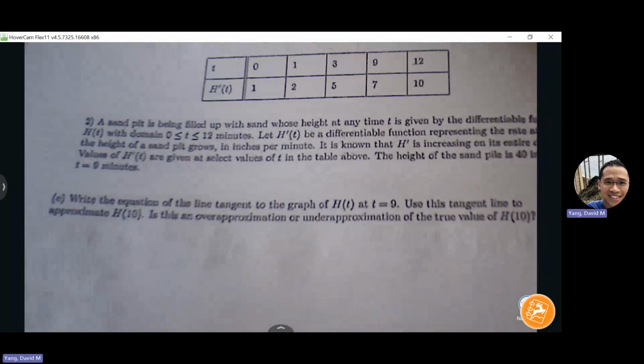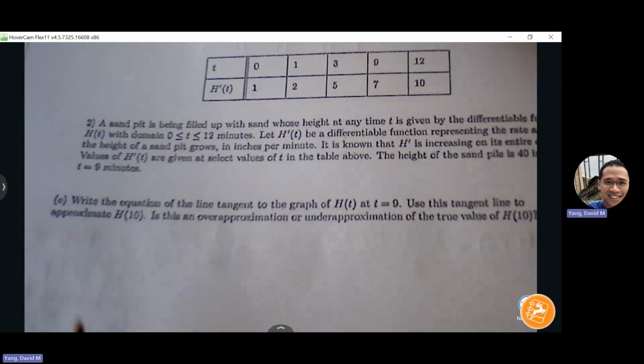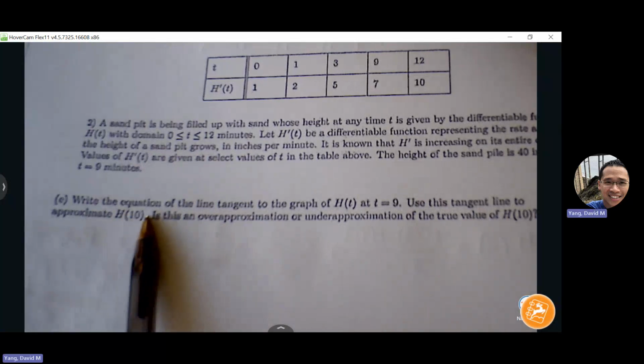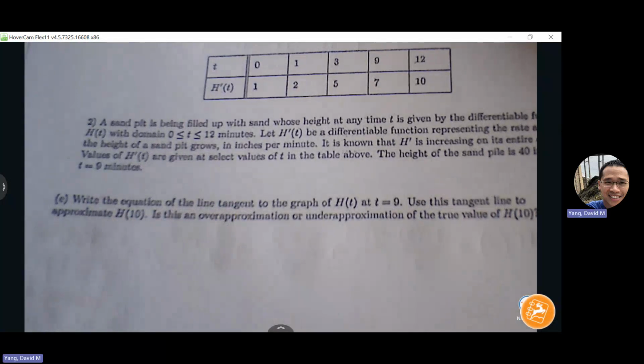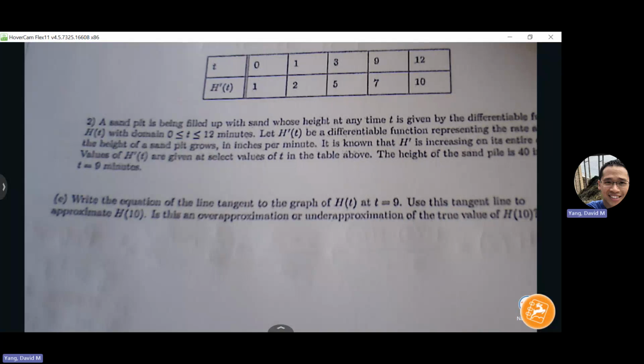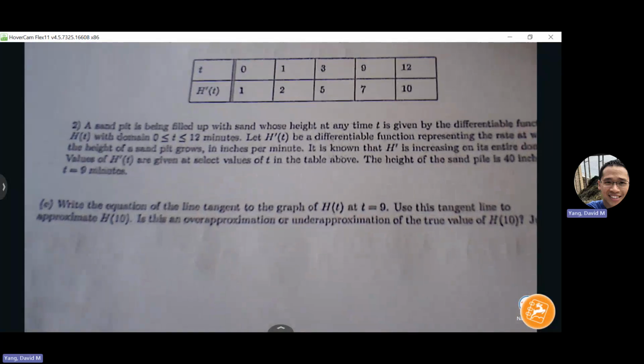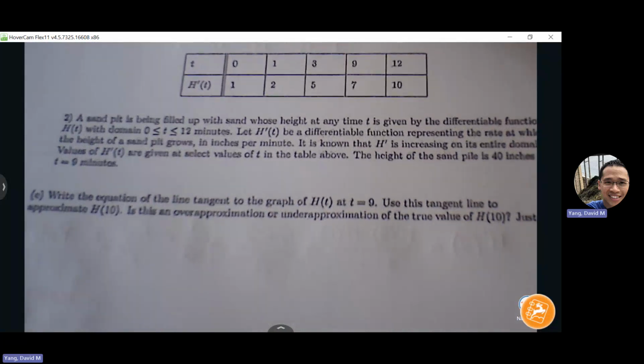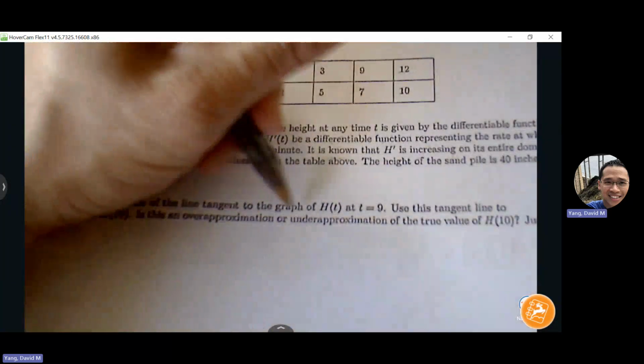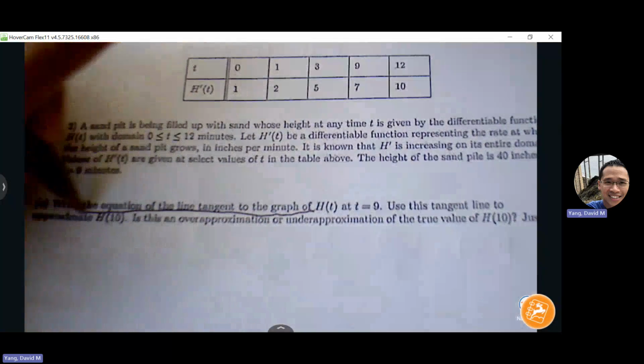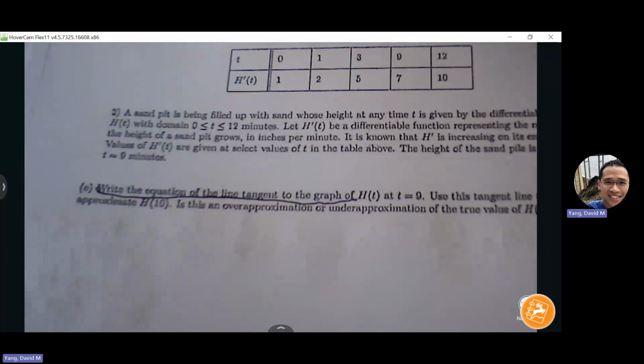Okay, part E here. Write the equation of the tangent line to the graph of h of t at t equals 9. Use this tangent line to approximate h of 10. Is this an over or under approximation? Okay, one thing at a time here. Write the equation of the tangent line. Okay, we've seen that a lot of times now.